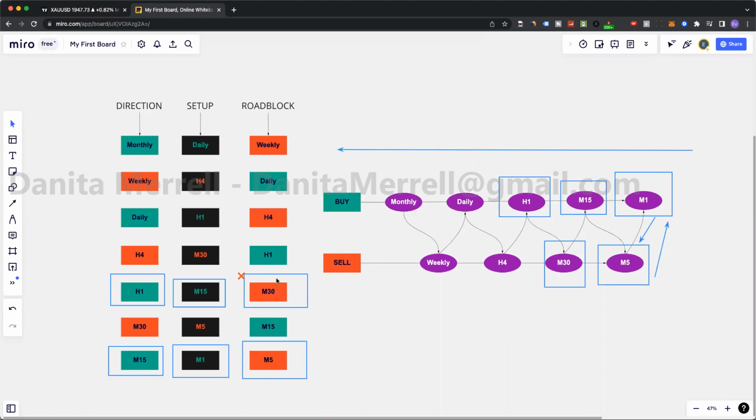M30. Okay, so if I have my M30 right here, I need to look for my M15 roadblock, which is here. Okay, and my setup will be on M5 from my M30. Okay, so I know it sounds very difficult at first, but trust me, if you study this, you'll be able to enter the market at any point, anywhere.